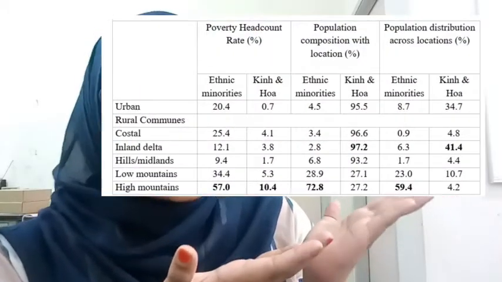So here is the graph of the poverty in Vietnam. As I mentioned before, most of the reason why poverty in Vietnam is bad is because of the ethnic discrimination. I will show you the ethnic minorities and the ethnic majorities in Vietnam.